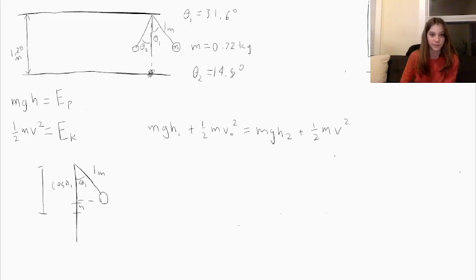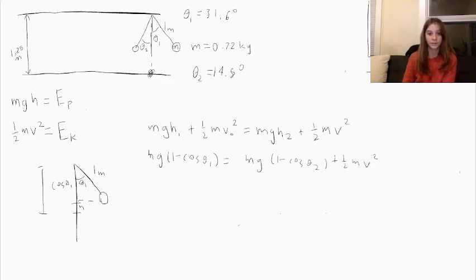So it's mg times 1 minus cosine theta 1. And its initial velocity is 0. So if the velocity was 0, 0 squared is still 0, and this whole term is going to be 0. So that's all for this side. The other side, it's going to be the same thing for the height, just with theta 2. So that's mg times 1 minus cosine theta 2. And it's going to have some velocity that we're going to try to figure out, plus half m v squared.